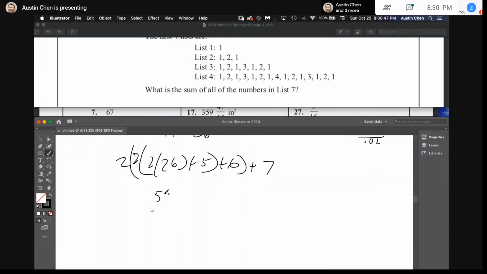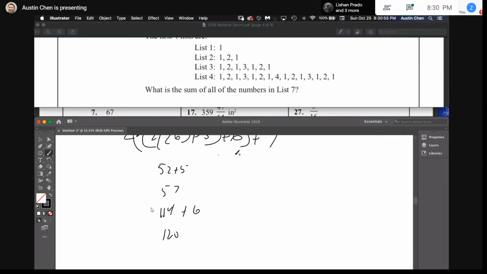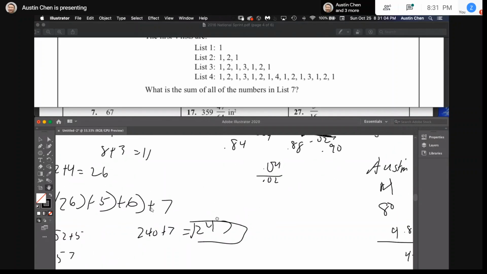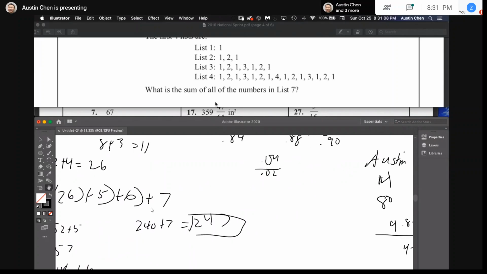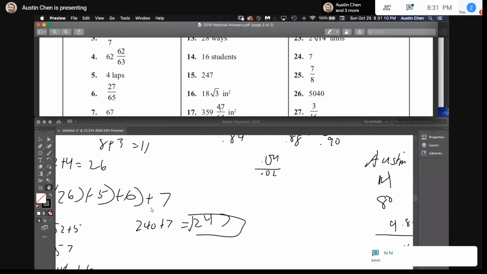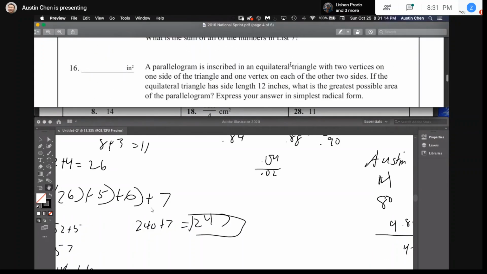You can just solve that. That's 52 plus 5, which is 57. That's 114 plus 6 is 120, times 2 is 240, and plus 7 is 247. See, not too bad, I did that in like 20 seconds. Could you do it in other ways? Probably, but this is really simple. It's just 247.